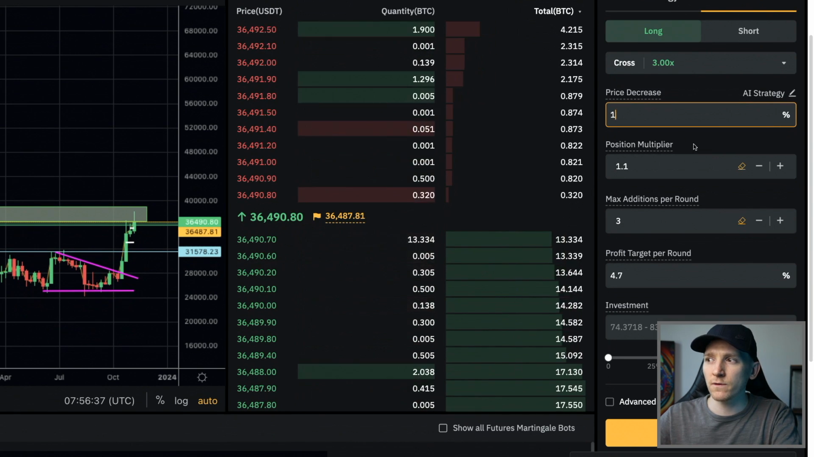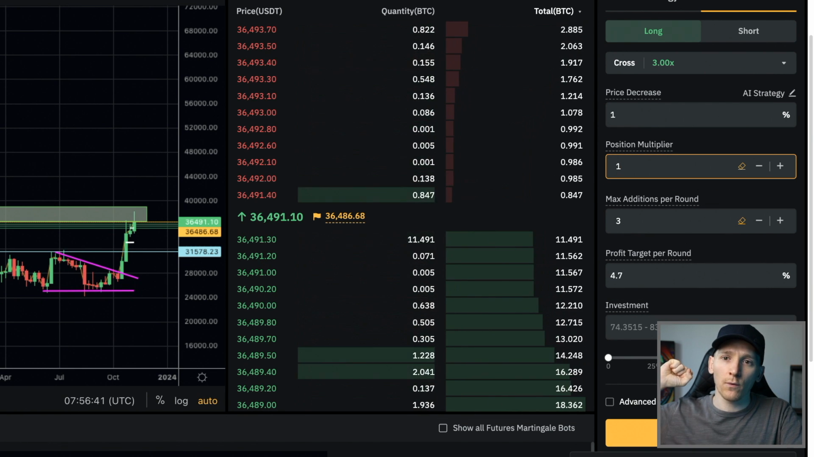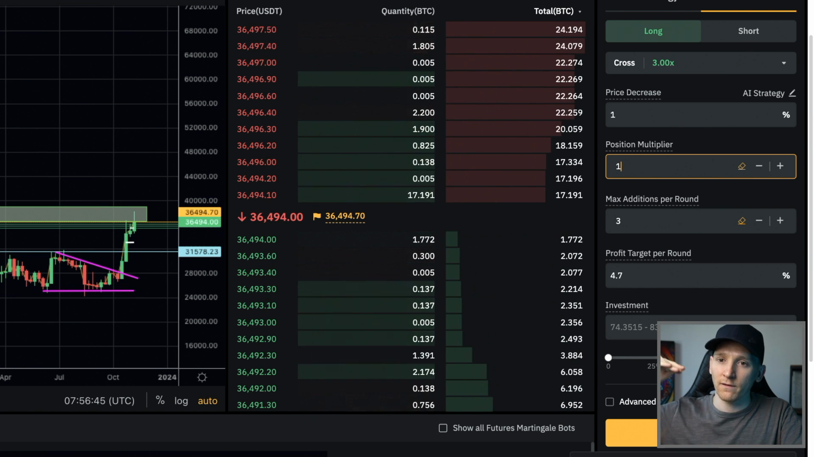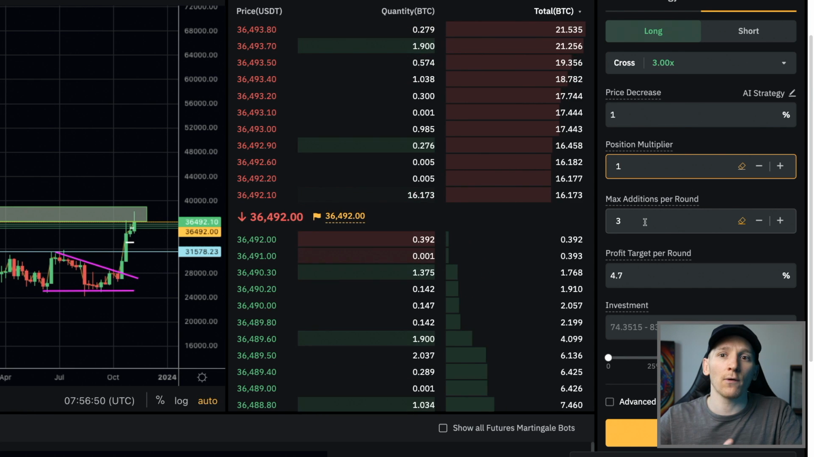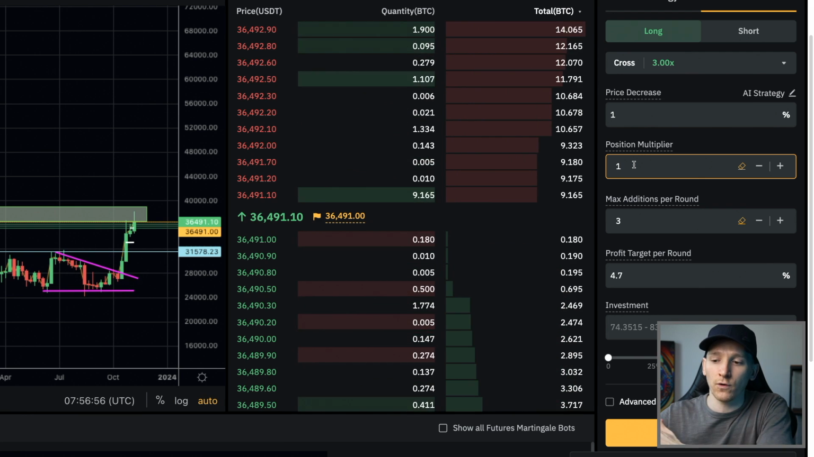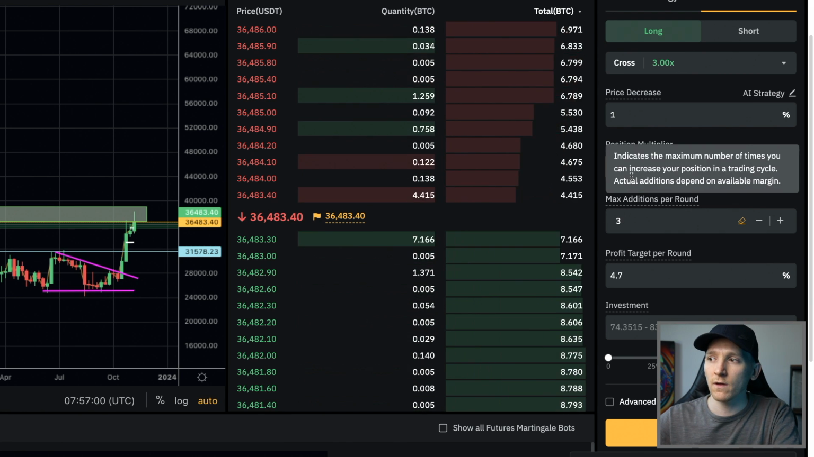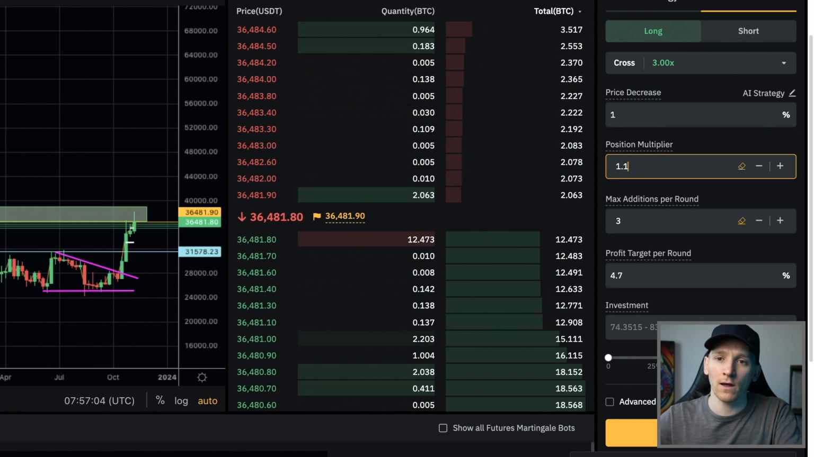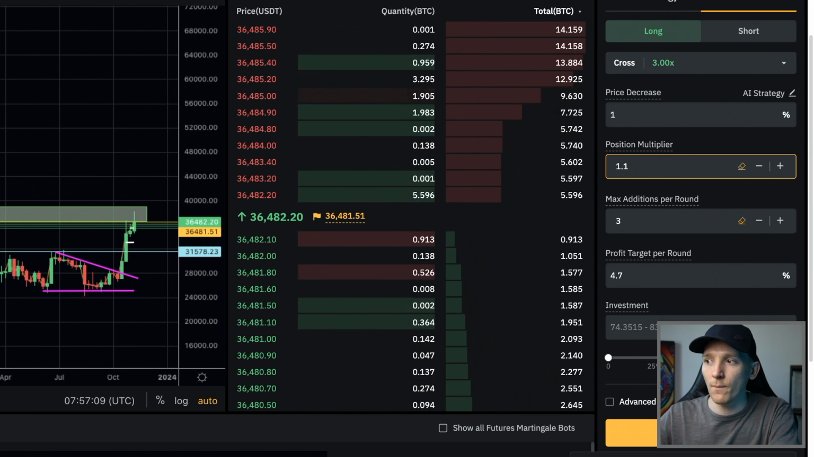And then the position multiplier here. If you put 1, that means, let's say you start with $50. As the price moves down 1%, you put another $50. As the price moves down another 1%, you put $50 in. We've got 3 rounds, so that would be three rounds of $50. You can put between 1 and 2. So 2 would be doubling your position size on each of these rounds. And then 1.1 would be a 10% addition each time, right? So 10% bigger than the first, and then 10% bigger than the second. Let's do 1.1.